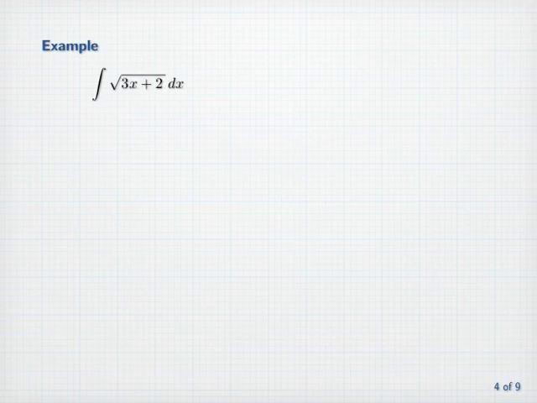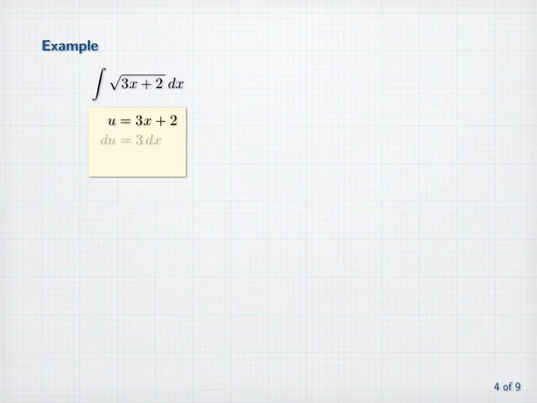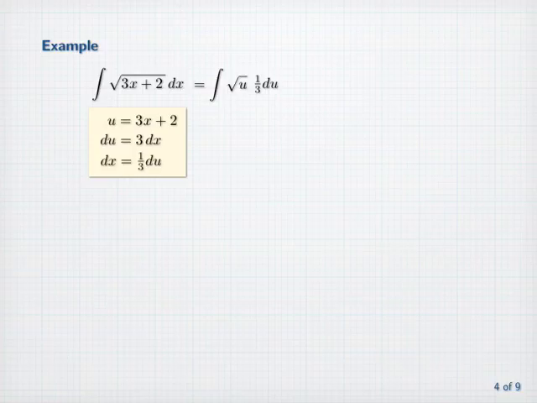Consider the indefinite integral of the square root of 3x plus 2 times dx. Here we have a composition where the inside function is 3x plus 2. So this suggests that we substitute u equals 3x plus 2. So now the question is, what do we write in place of dx? We have du equals 3 times dx, which tells us that dx is 1/3 of du. So our integral becomes that of the square root of u times 1/3 du.